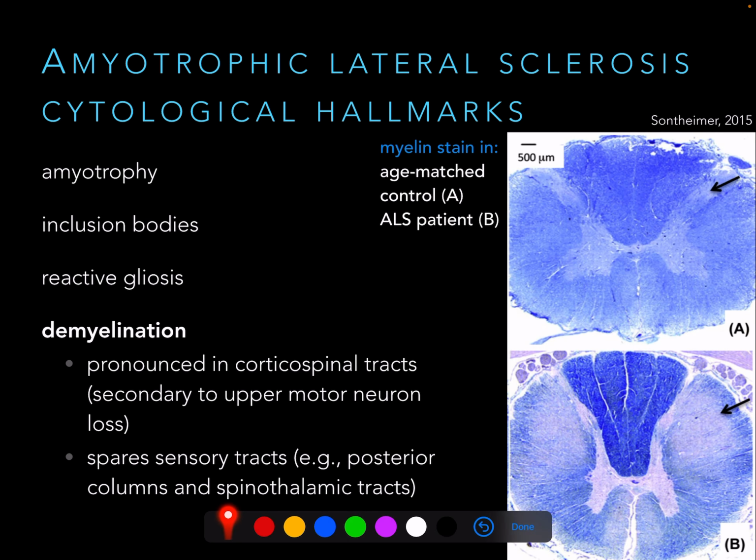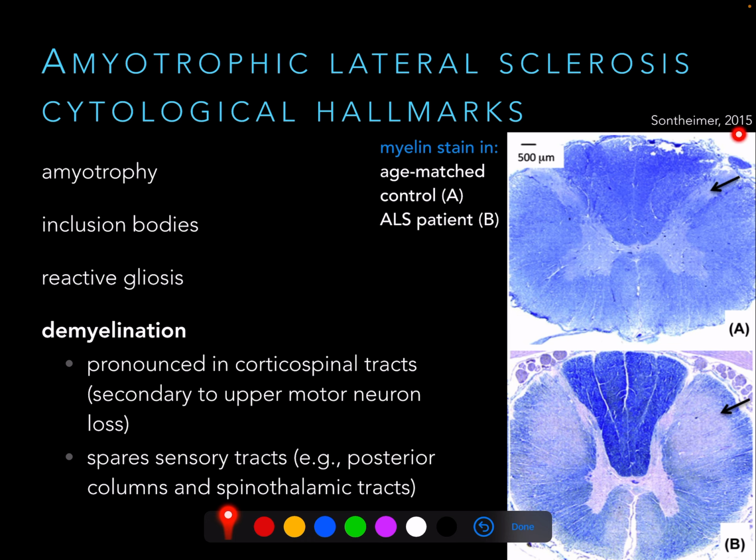The other hallmark that we see here is demyelination. This makes sense. If your motor neurons are dead, they don't have anything to myelinate. So we see demyelination in the corticospinal tracts. This is that lateral sclerosis aspect. So we see muscle wasting, and we see damage in the lateral corticospinal tracts. We also see it in the anterior corticospinal tracts, but amyotrophic, lateral, and anterior sclerosis, I guess, doesn't sound as good. But that's what we're seeing here.